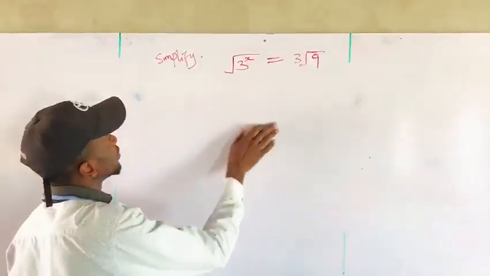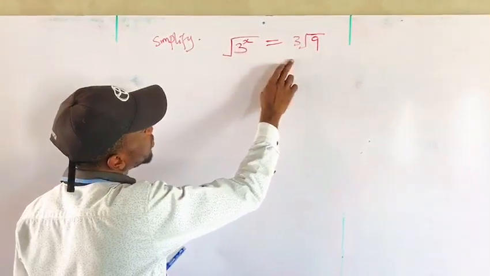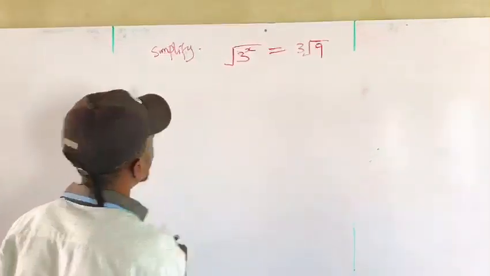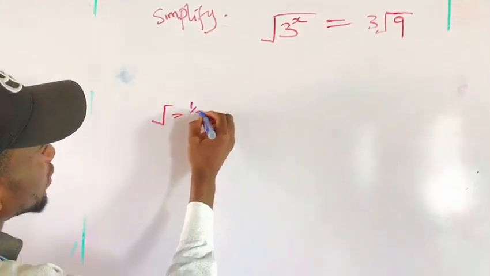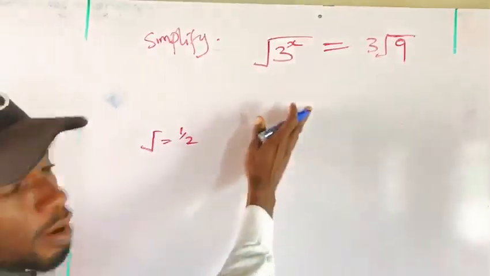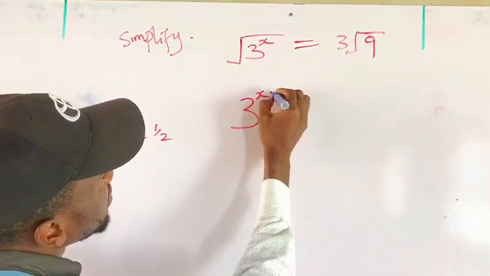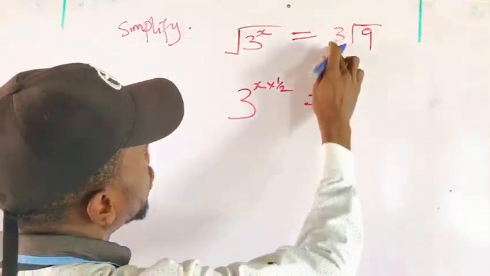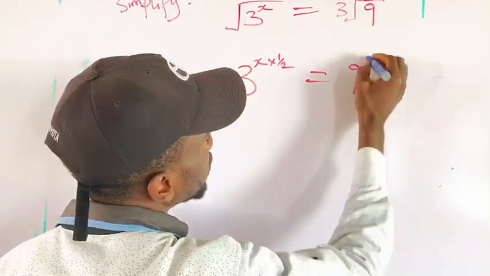This is our next question. It says simplify: square root of 3 raised to the power of x is equal to cube root of 9. So now we want to solve this one. I told you earlier that square root is the same thing as power 1 over 2. So we are going to convert the square root to power 1 over 2. If we convert it, we'll have 3 raised to the power of x times 1 over 2 is equal to, then cube root is the same thing as power 1 over 3. So we are going to have 9 raised to the power of 1 over 3.